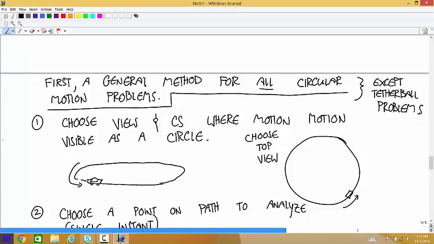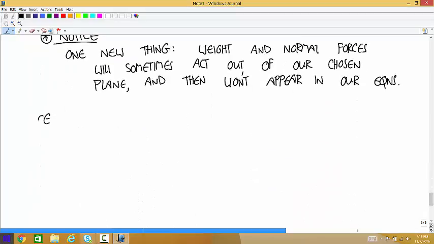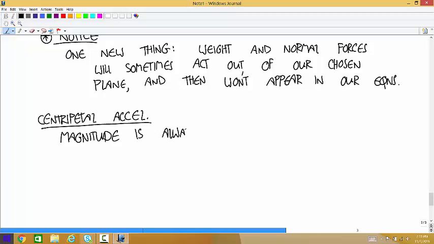Okay, before I go on to an example problem, let's talk about this centripetal acceleration. The magnitude of the centripetal acceleration is always equal to the speed squared over the radius. I just want to point out that makes sense intuitively.